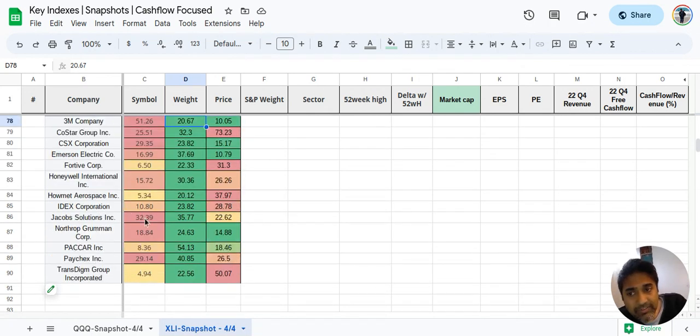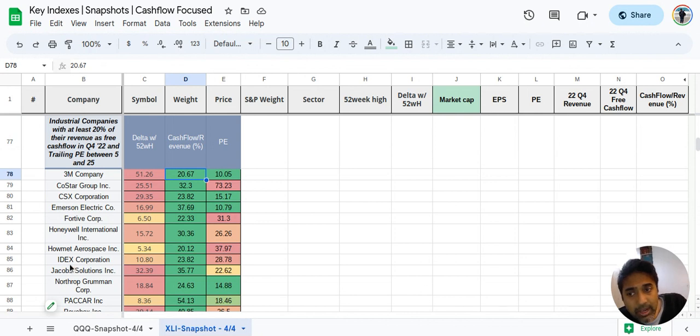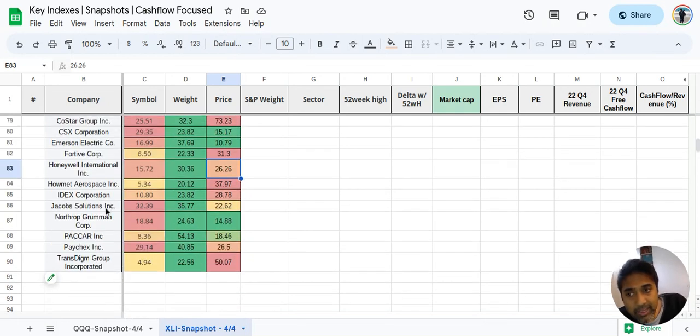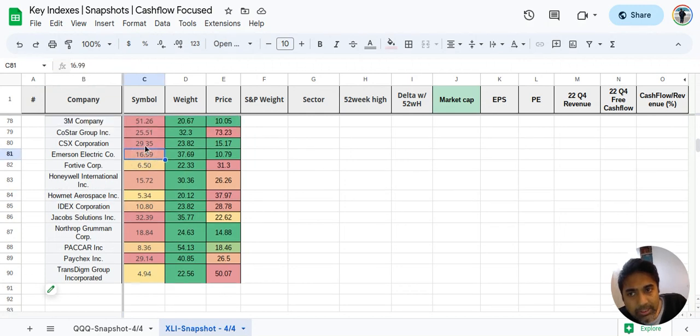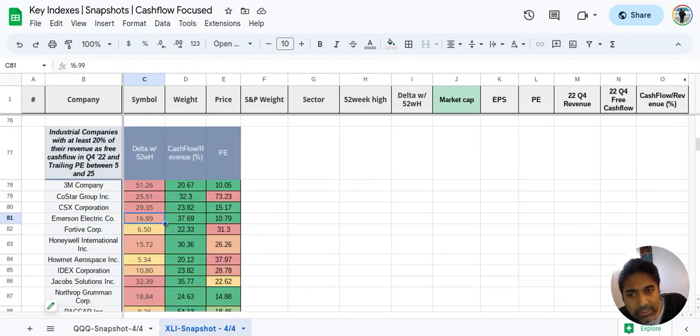Honeywell was also in the QQQ. A 26 PE is a little bit high. Then you have this aerospace company, Howmet. So I would not specifically be attracted to any of them. Maybe Emerson a little bit, because it's not too far away from the 52-week high, but most importantly, the cash flow is pretty good. The PE is also good.